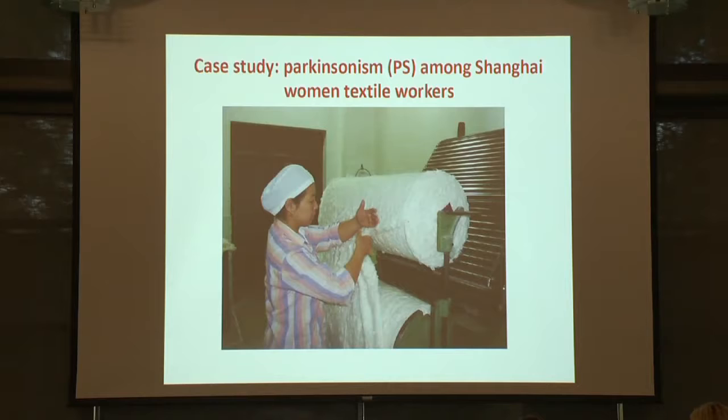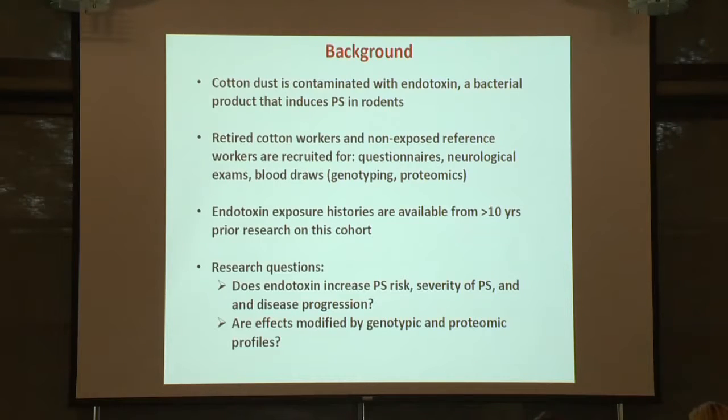Here's the example. This is a project I've been working on for the past 4 years. It's a study of Parkinsonism in Shanghai textile workers. A little background on the study: cotton dust, which is the most common exposure in the textile industry, is contaminated with a material called endotoxin. It's from a bacterial source, and it's known to cause Monday morning chest tightness, if you've seen the movie Norma Rae, perhaps. But it's also an experimental model of Parkinsonism in rodents.